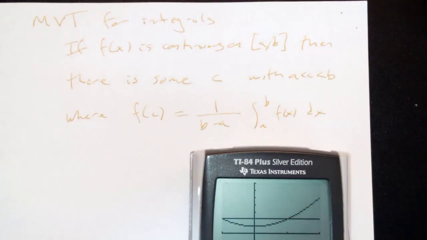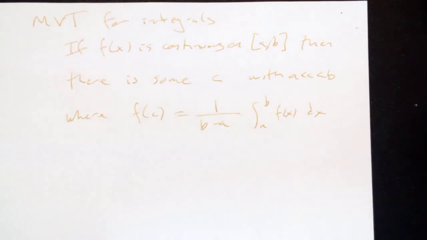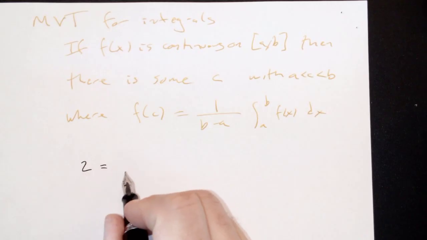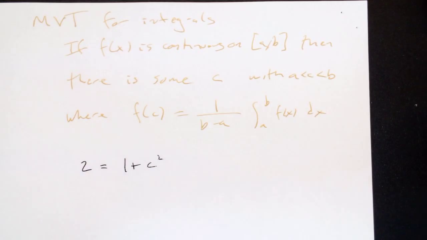There's the problem we just did. Where did it cross? I can do it on the calculator. I can also do it in about 2 seconds by hand. What was this horizontal y value? 2. So I want 2 to be equal to 1 plus c squared. Because that's the graph, 1 plus x squared, right? That was easy.